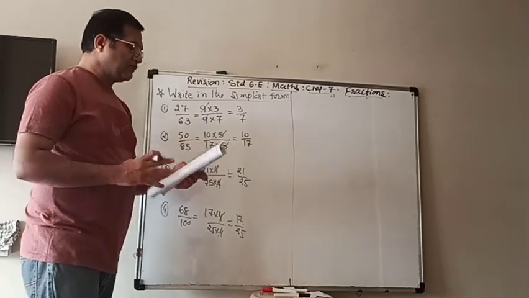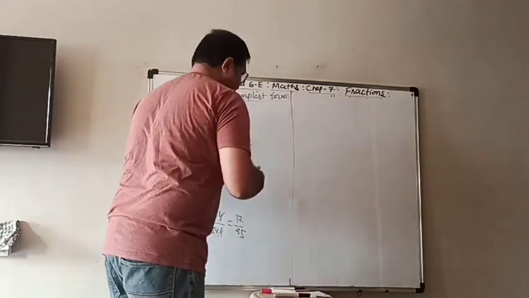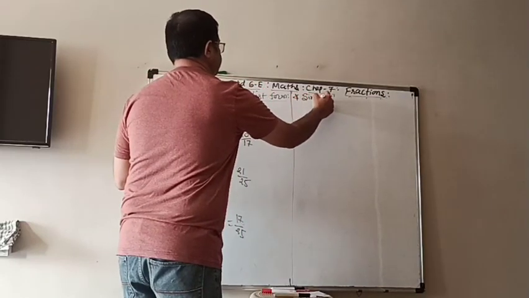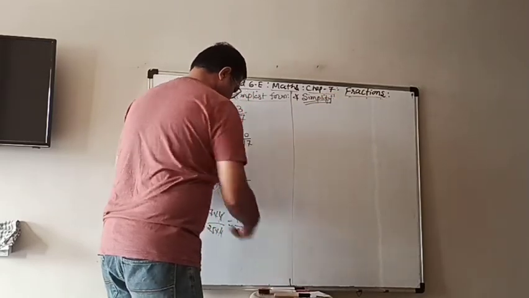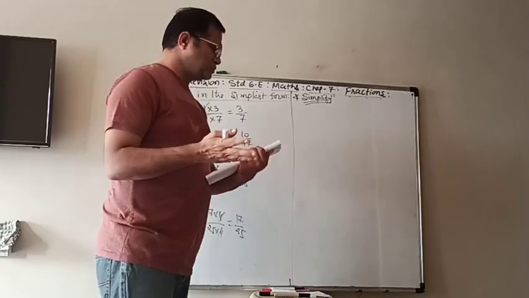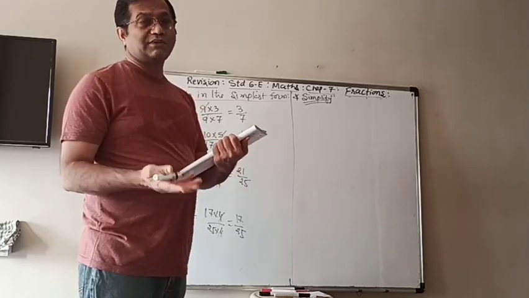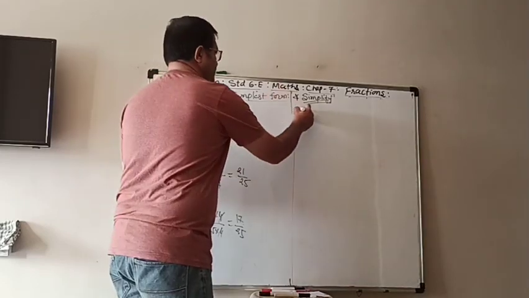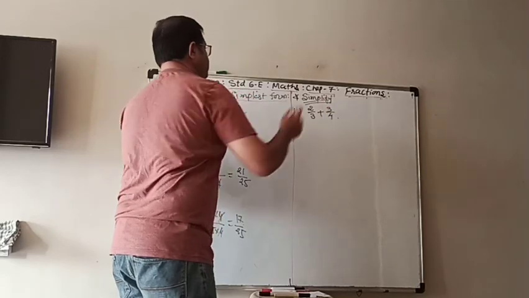So now we will do some other examples, like for the addition and subtraction that we'll learn. Simplify. Those were very simple, whose denominators are already equal, meaning like fractions. So we are doing the other ones, like 2 by 3 plus 3 by 4.